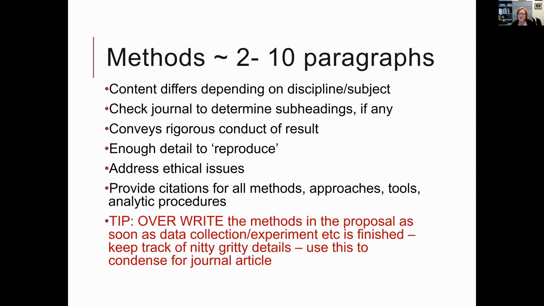So for the methods section, it really depends on your discipline how big or small your method section is. It can be anywhere from 2 to 10 paragraphs. It depends on if you have an experiment, or if you're a qualitative researcher, if you include a very elaborate theory section, or like the framework that goes with it, or not.